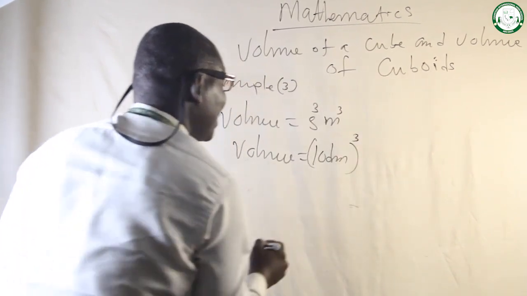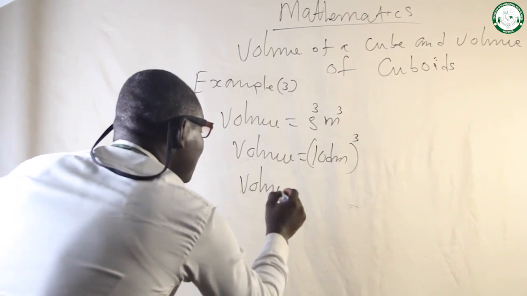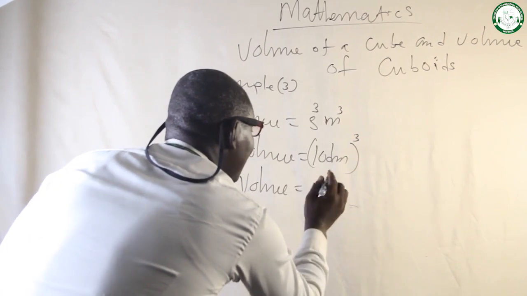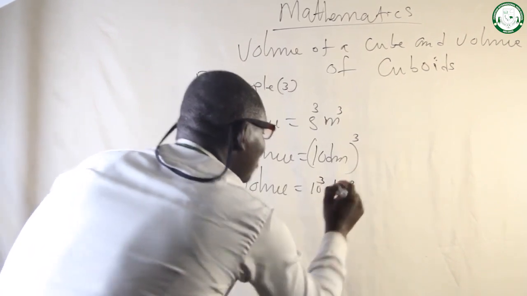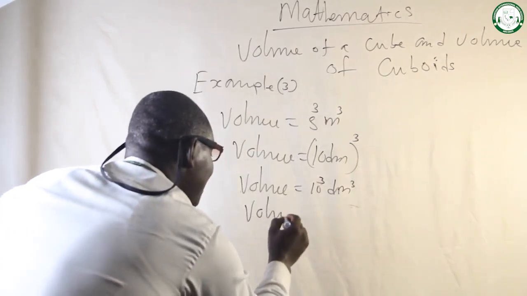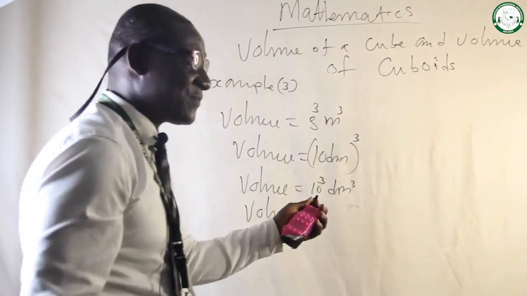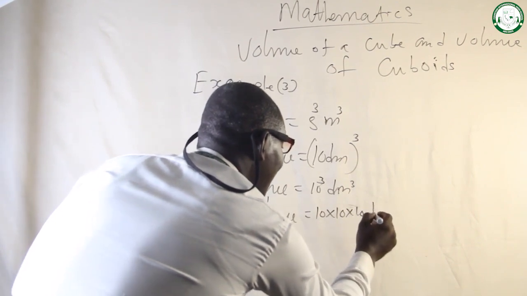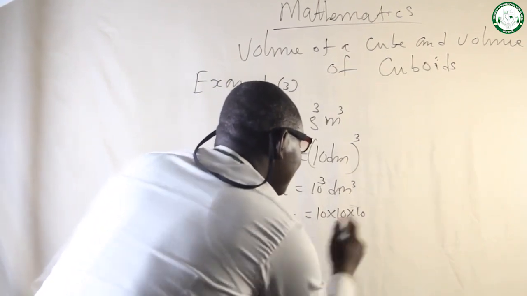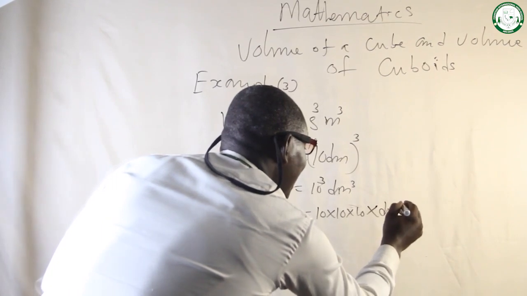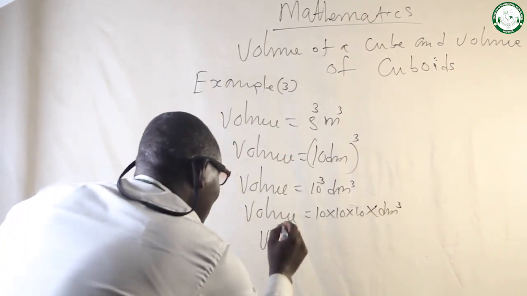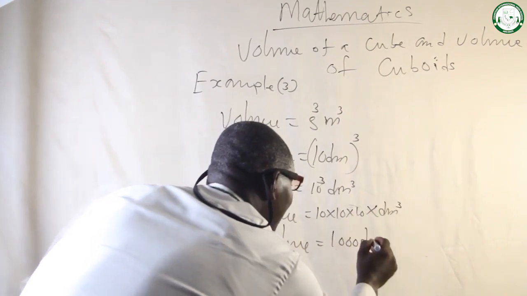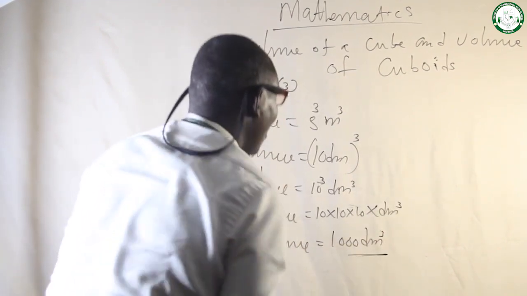Therefore, we have it raised to power 3. We now have the volume to be 10 raised to power 3 and dm cube raised to power 3. Therefore, when we have something in index form, it means 10 in 3 places multiplied together, and dm cube. Therefore, we are going to have the volume to be 1000 dm cube. That's all about that.